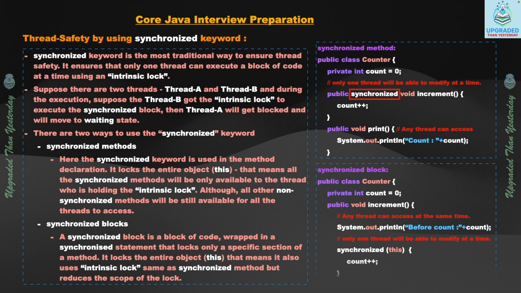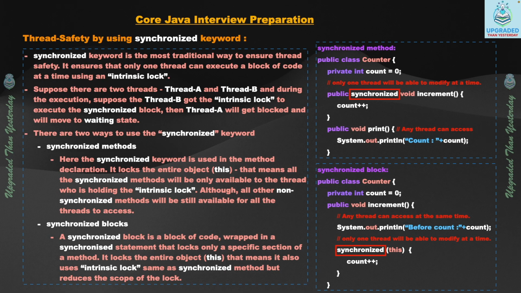Synchronized block. A synchronized block is a block of code wrapped in a synchronized statement that locks only a specific section of a method. It locks the entire object. That means it also uses intrinsic lock, same as the synchronized method, but it reduces the scope of the lock.